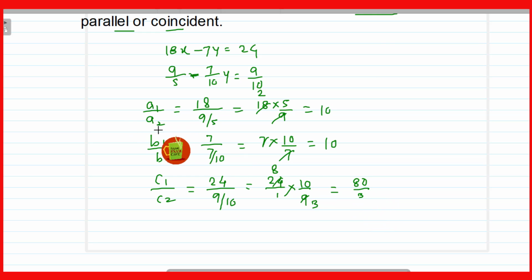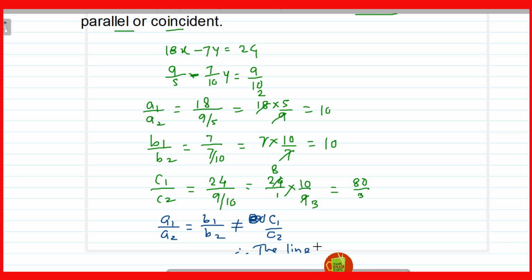And so here we see that a1 upon a2 is 10, b1 upon b2 is 10, and c1 upon c2 is 80 by 3, and therefore we can write that a1 upon a2 is equal to b1 upon b2, because these two ratios are equal, but the third ratio, that is the ratio of the constant terms, is not equal to c1 upon c2. And if a1 upon a2 is equal to b1 upon b2 is not equal to c1 upon c2, then we know that the lines are parallel, and therefore the lines are parallel.